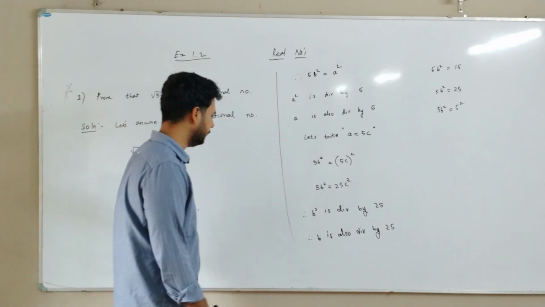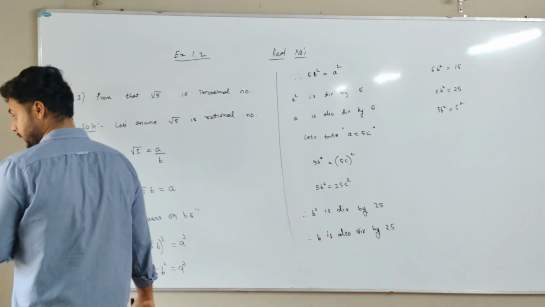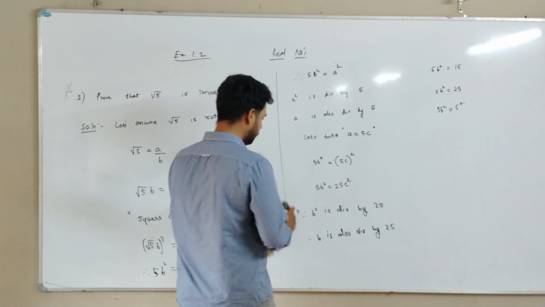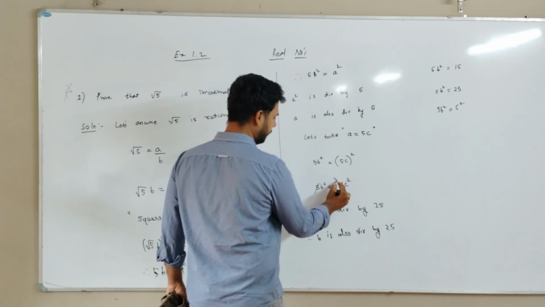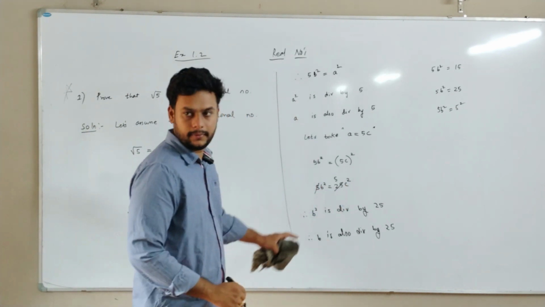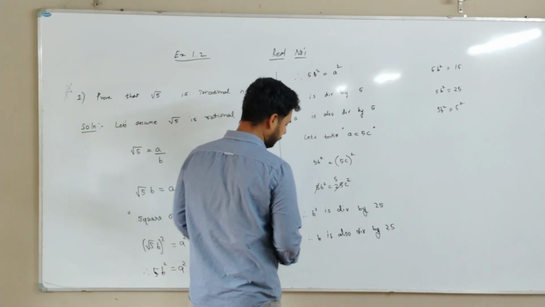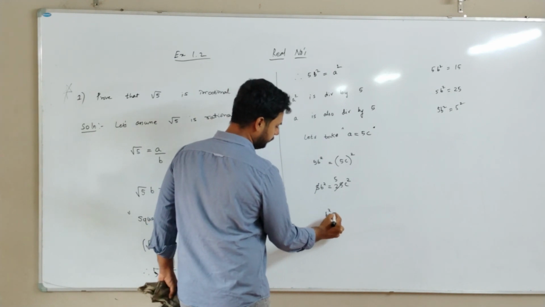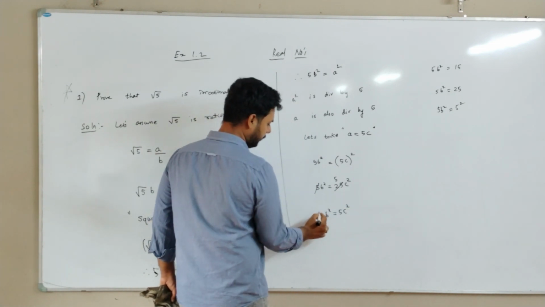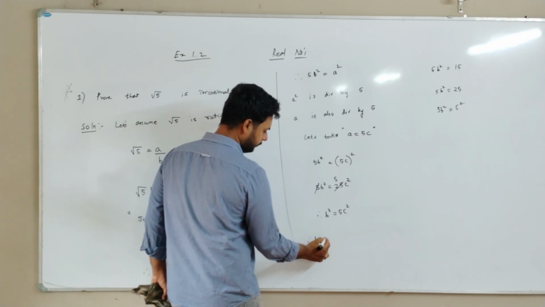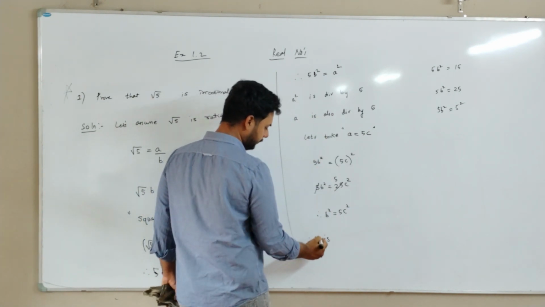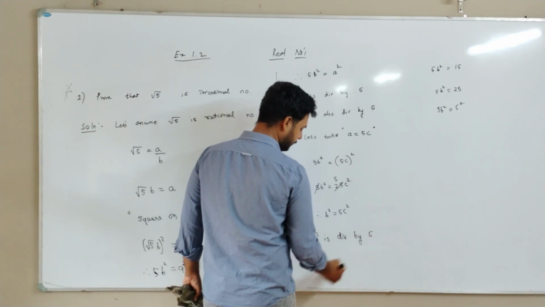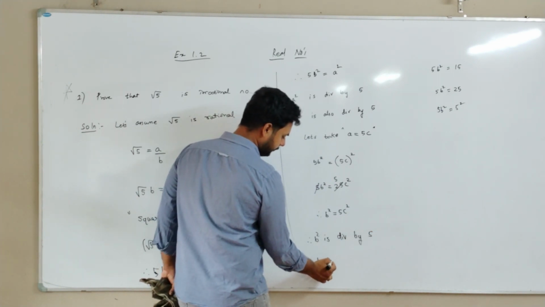One second, one mistake I did. This is also correct, but I'm reducing by 5 again. 5 ones are 5, 5 fives are 25. So a little bit further to go. b square is equal to 5c square. No, b is divisible by the same statement will come. b square is divisible by 5 and b is also divisible by 5.